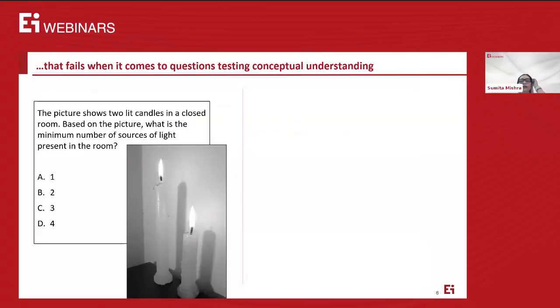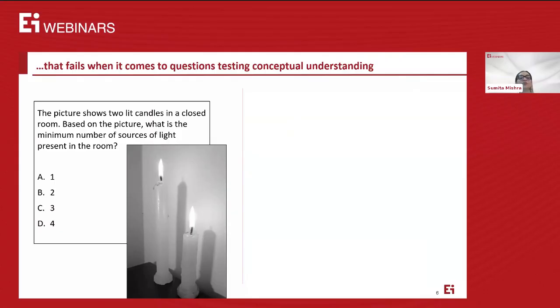Okay. So now let us look at this question that, in contrast to the one that we just saw. This is a question which asks you to find how many light sources are there in the picture. And a student who would not have understood the deeper concept of how shadows are formed might actually count the number of light sources seen in the picture and would answer 2.